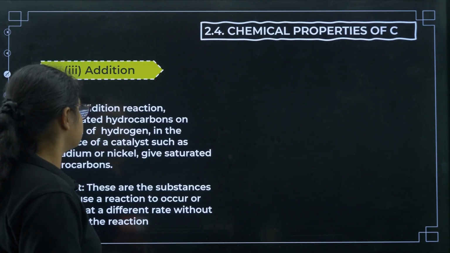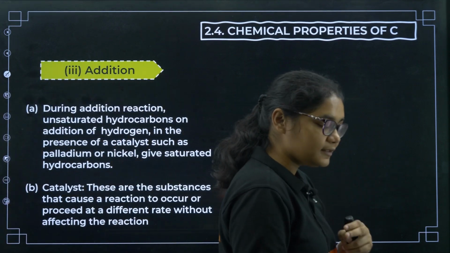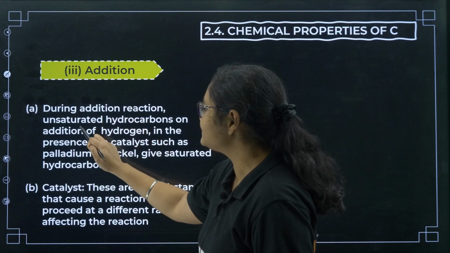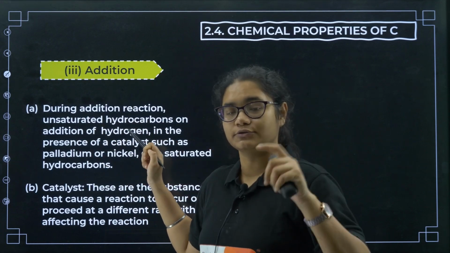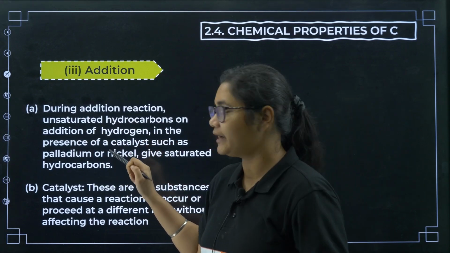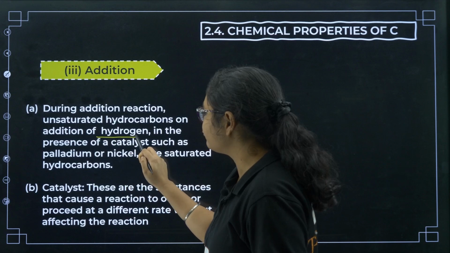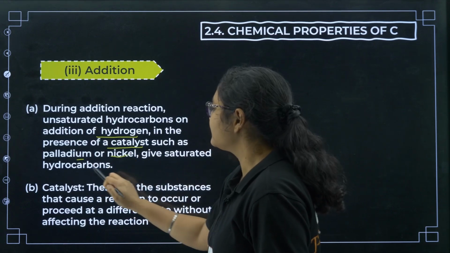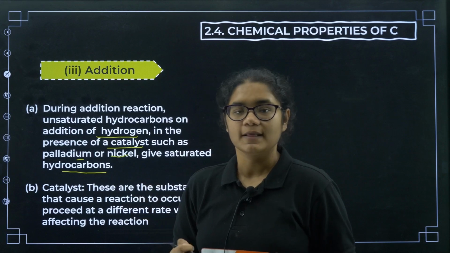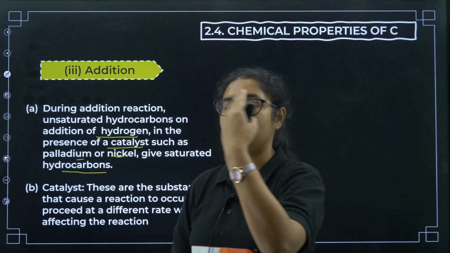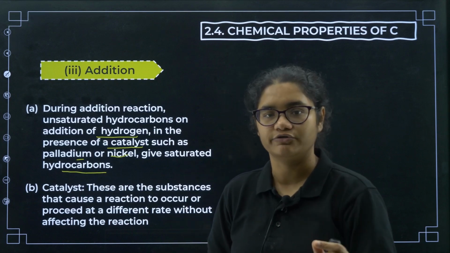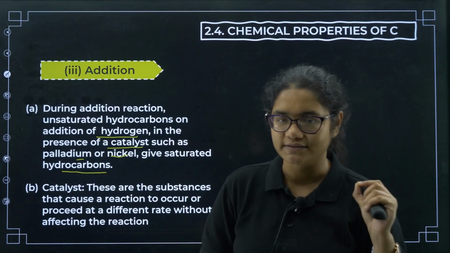Next type of reaction is the addition reaction. So in an addition reaction what happens? During addition reaction the unsaturated hydrocarbons, unsaturated meaning double bond and triple bond, right? On addition of hydrogen in the presence of a catalyst such as palladium or nickel give saturated hydrocarbons. So unsaturated hydrocarbons can be converted to saturated hydrocarbons by the addition of hydrogen in the presence of a catalyst.